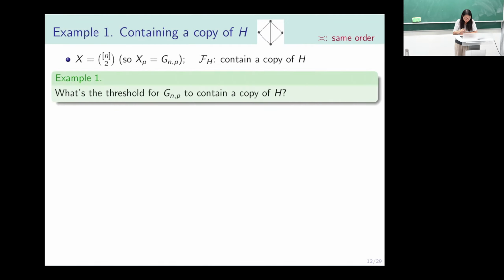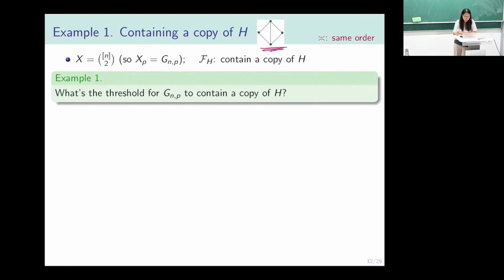Okay, so in the first example, our X is the set of n choose 2 edges, so that means X_p is just G(n,p), and let's say our increasing property is to contain a copy of H, where H is this little graph. H has 4 vertices and 5 edges.